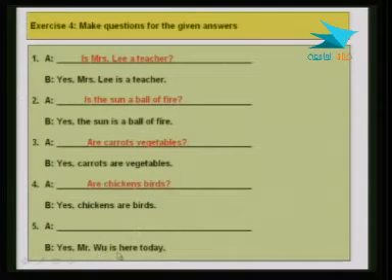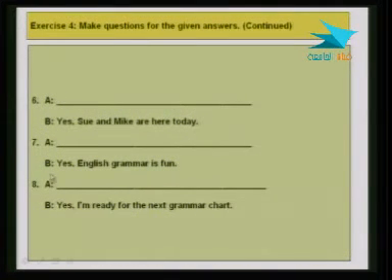For number 5, the answer is, yes, Mr. Wu is here today. The question would be, is Mr. Wu here today? Okay. And I think we will continue the exercise here in 6, 7, and 8. You have an answer here: Yes, Sue and Mike are here today. The question will be, are Sue and Mike here today? Because we're asking about two people, Sue and Mike. Or we can ask about more, of course.